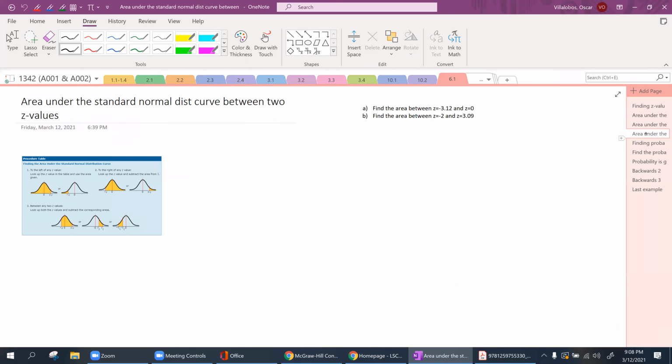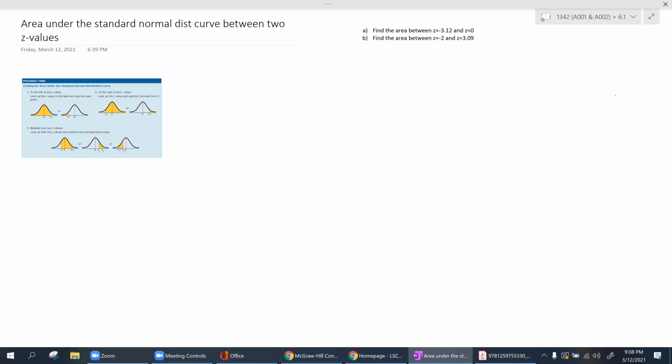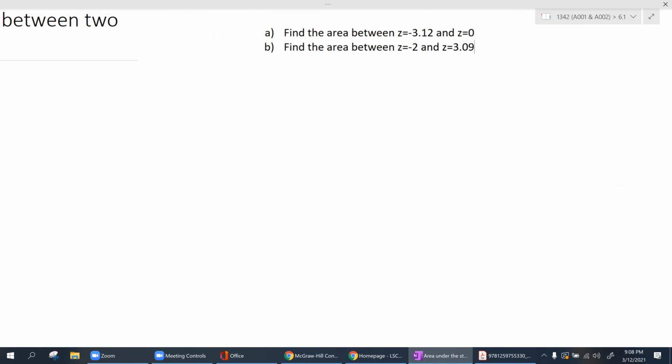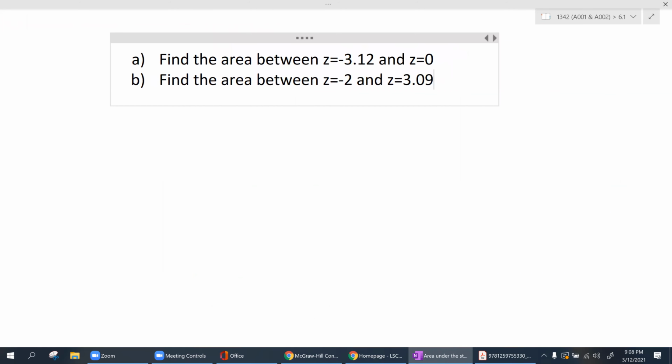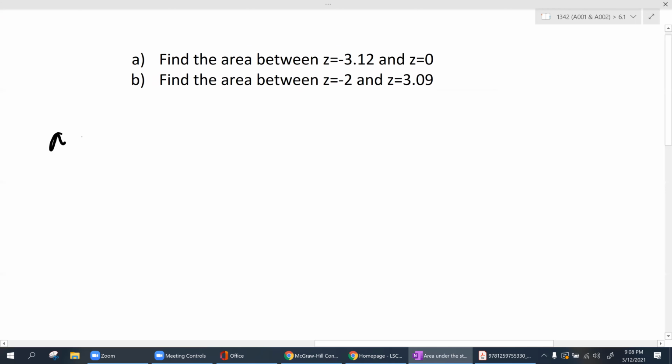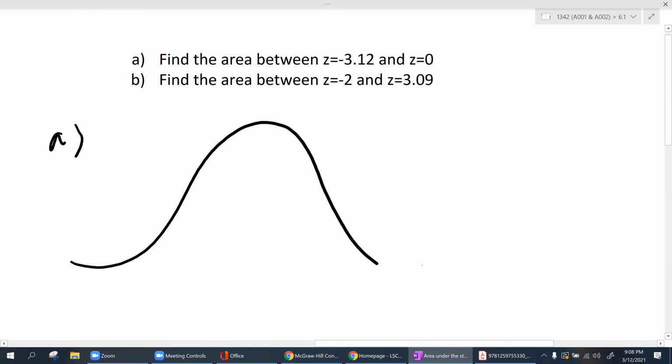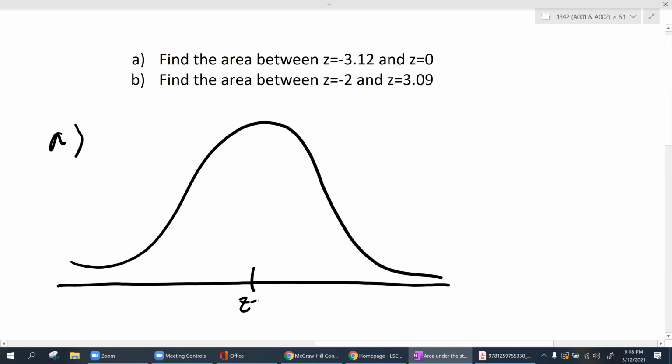Now we're going to go ahead and find areas between two curves. So for A, I need to find the area between z equals 0, so between here and negative 3.12. I'm looking for this area.